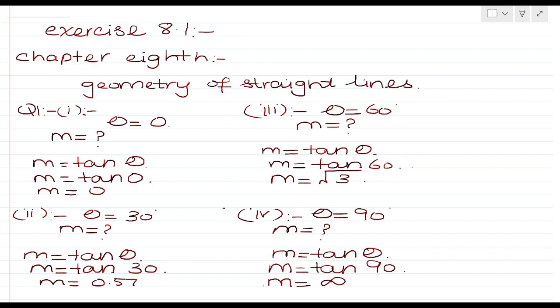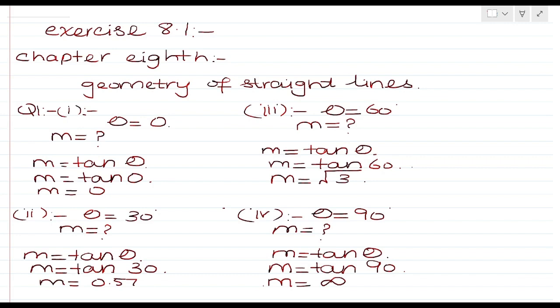We know that m is equal to tangent theta, which means that the gradient is equal to the tangent of an inclination. Here the inclination is given as 0. So we can write gradient is equal to the tangent of 0, and the tangent of 0 is just 0. So our gradient will be 0.